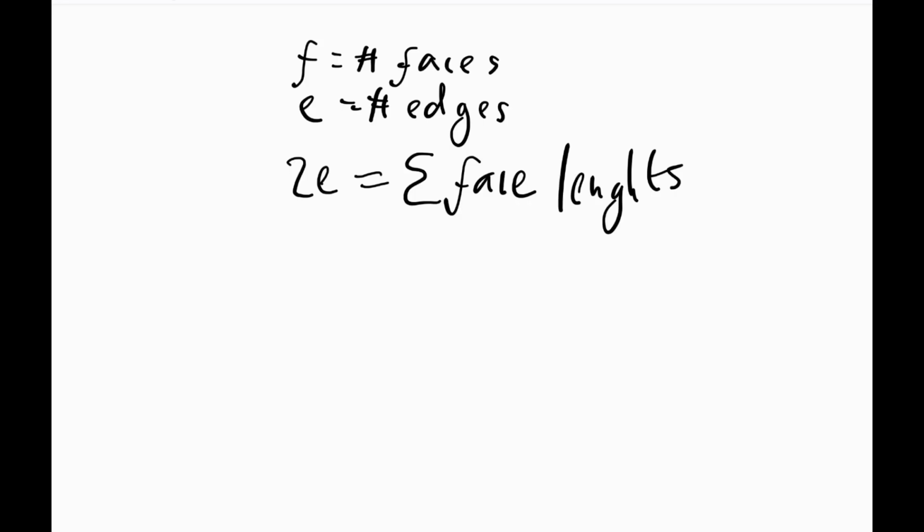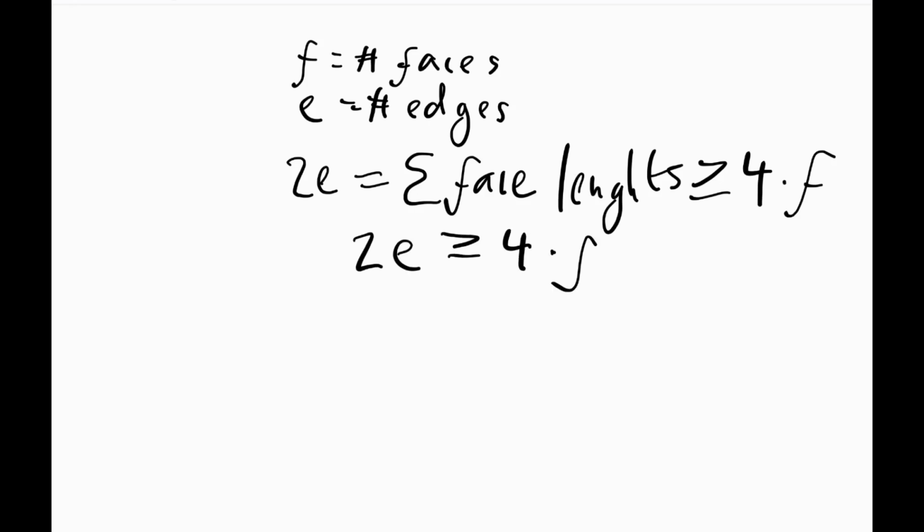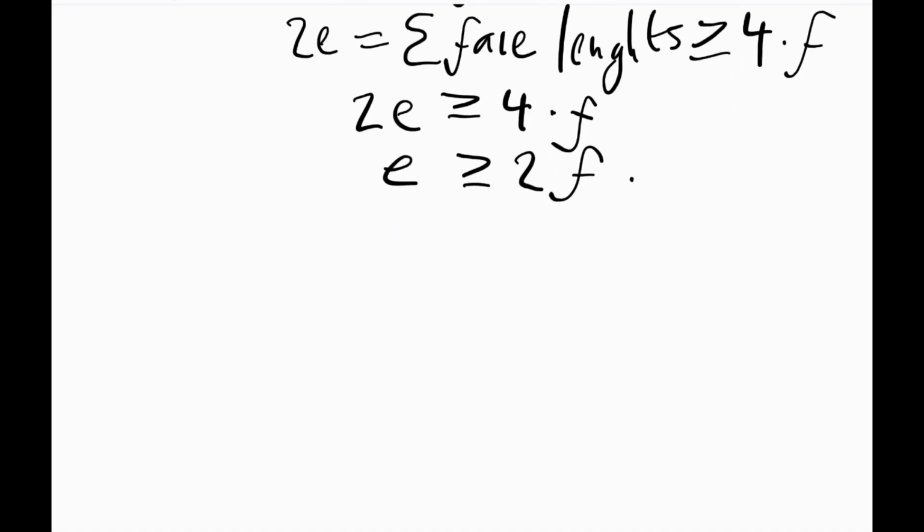And also this sum of face lengths should be higher or equal to 4 times the number of faces, because every face has length at least 4. So 2e is higher or equal to 4f, so e is higher or equal to 2f. And let's also make use of Euler's formula regarding the number of edges, vertices, and faces in a planar graph. Namely, v minus e plus f equals 2.